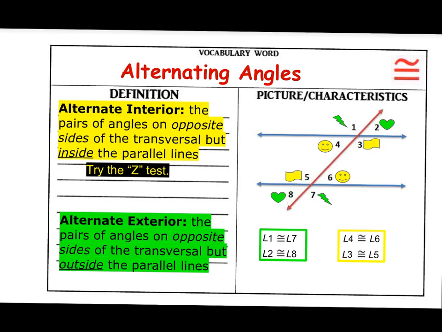So they're on opposite sides of the transversal, my angle 1 and angle 7. My second pair of alternate exterior angles is angle 2 and angle 8. Again, they are on the outside of the parallel lines. That's why they're alternate exterior and on opposite sides of the transversal, my transversal being the red line cutting through my parallel lines. Go ahead and pause and take down the notes.